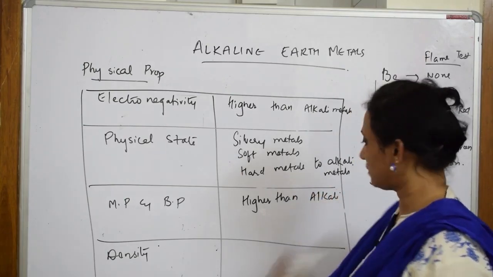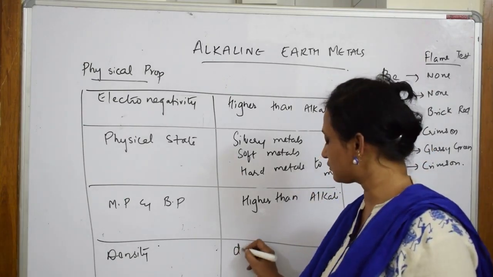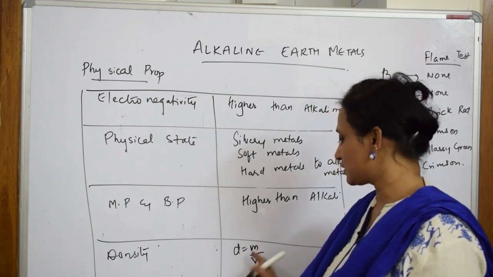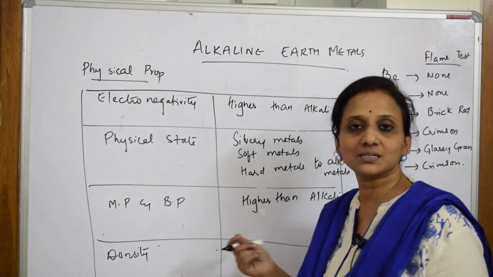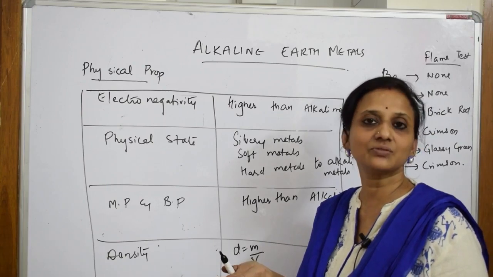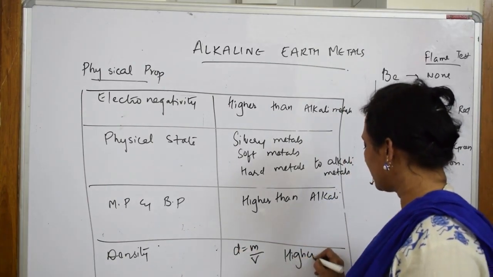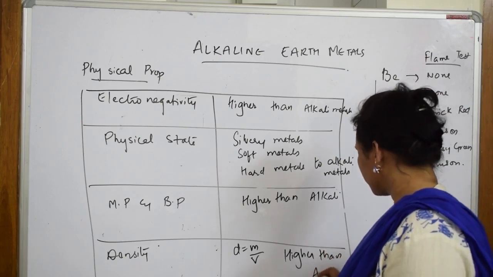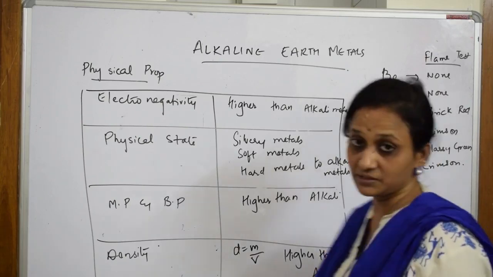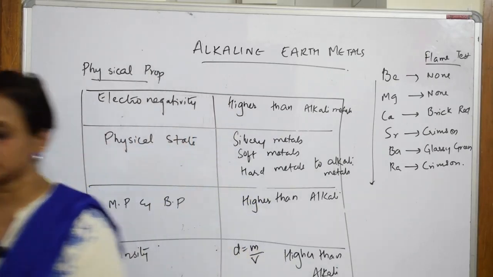When I speak about density, what we know is density is equal to mass by volume. So it is directly related: as atomic number increases, mass increases. That means even the density is higher than alkali metals. So let us come back and see some more properties.